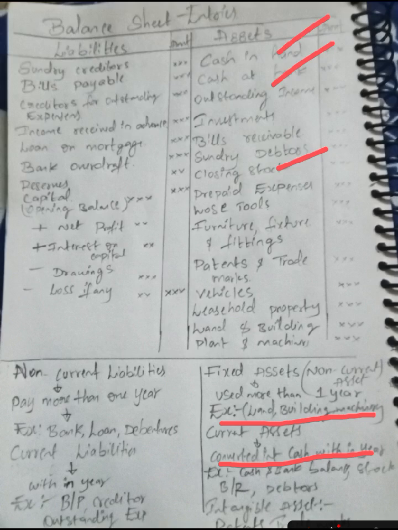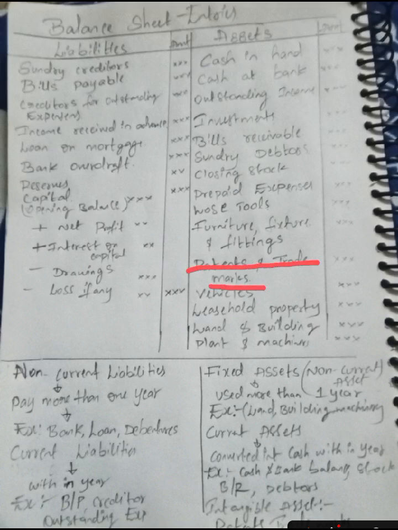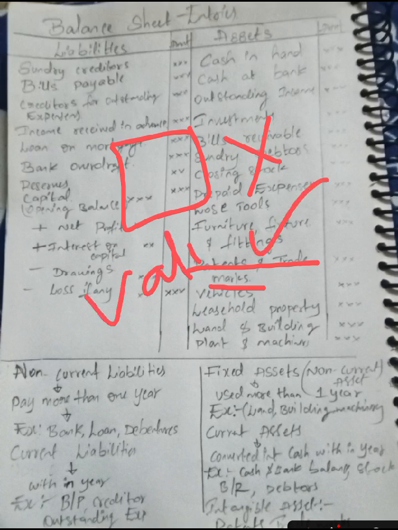Now, let's come to intangible assets. Intangible assets are things like patents and trademarks. These are assets that have no physical form but have value. They will not have a physical form, but they have some value. That we call intangible assets. Example, patents, trademarks, and so on.